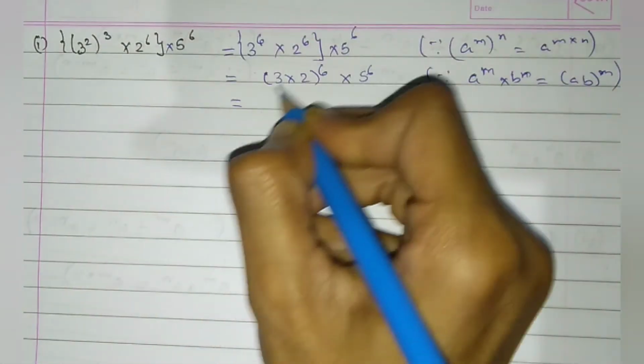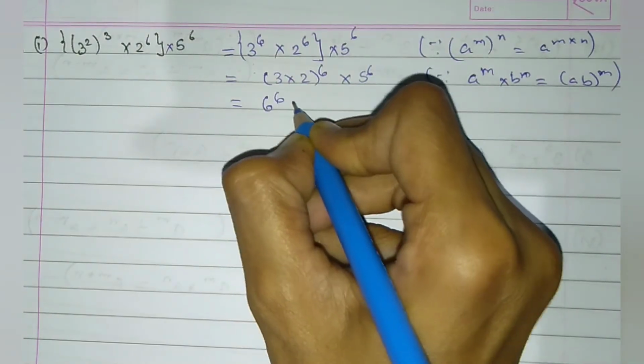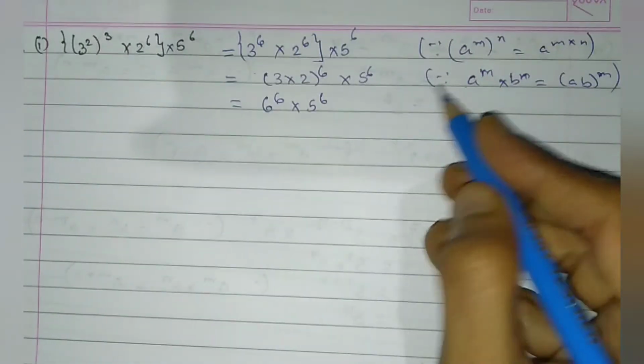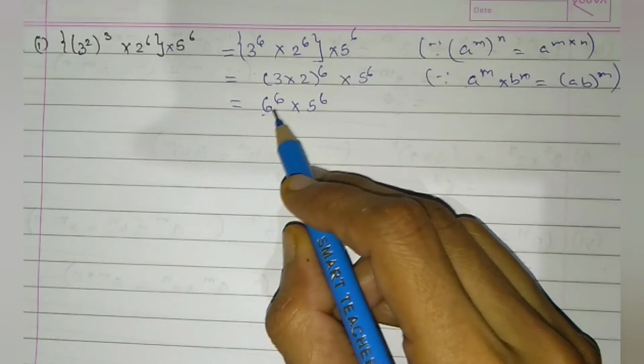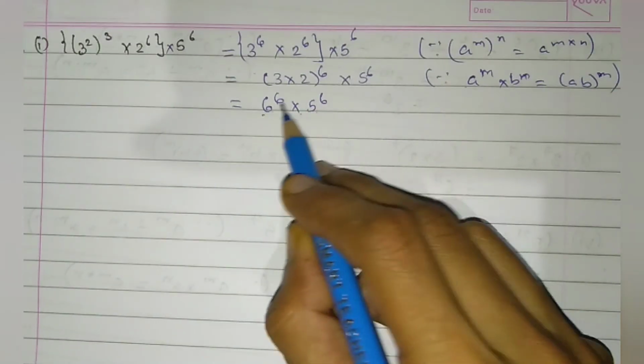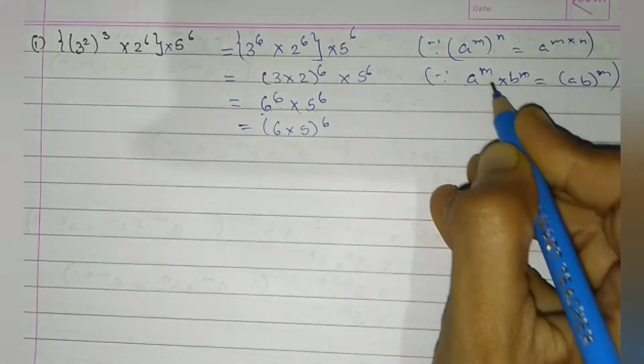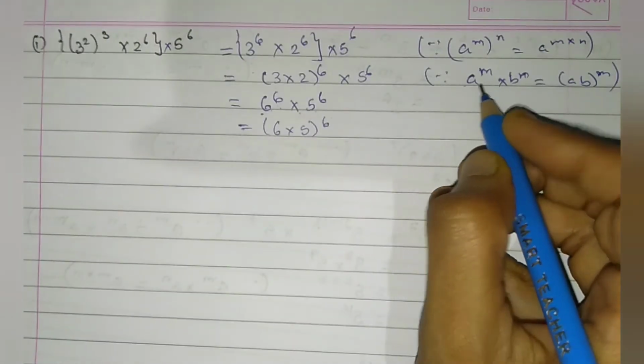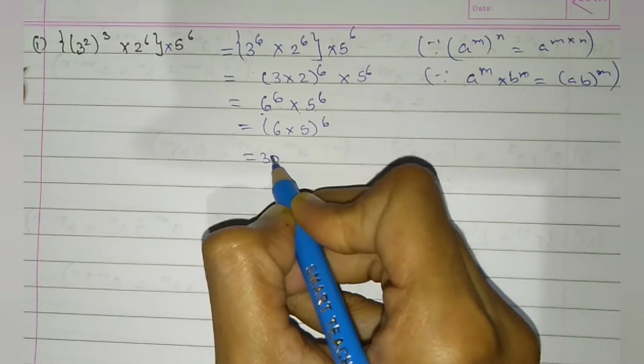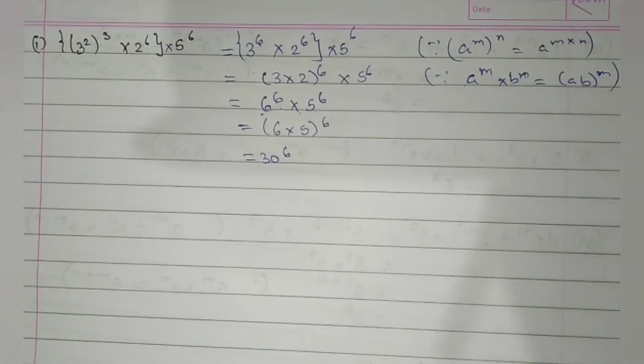Okay, so 3 2s are 6, raised to 6 multiplied by 5 raised to 6. Base is 6 raised to 6 into 5 raised to 6. Both the powers are the same. So we can write 6 into 5 whole raised to 6. So 6 5s are 30 raised to 6.